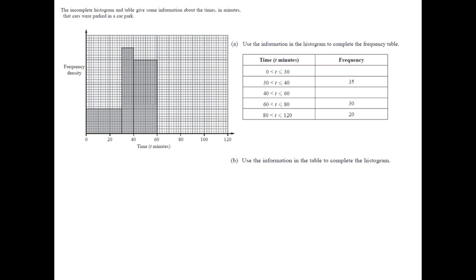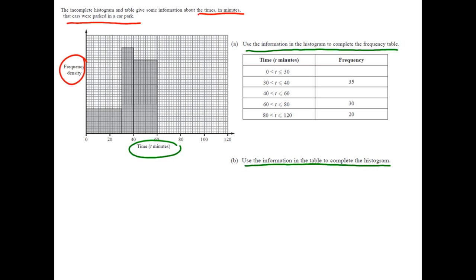The incomplete histogram and table gives some of the information about time in minutes that cars were parked in a car park. Like I promised you, frequency density going up the side, and then something else, a measurement, going across, in this case time. So what we have to do is use the information in the histogram to complete the frequency table, and use the information in the table to complete the histogram. This is a very, very standard question.